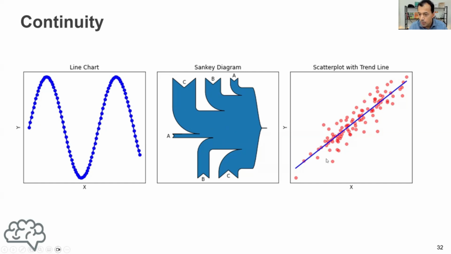In this scatter plot, we can see that all the dots tend to converge to this straight line, which is a regression, a linear regression of these dots. And this gives us this principle, this perception that we have a continuous set of points within this graph here.